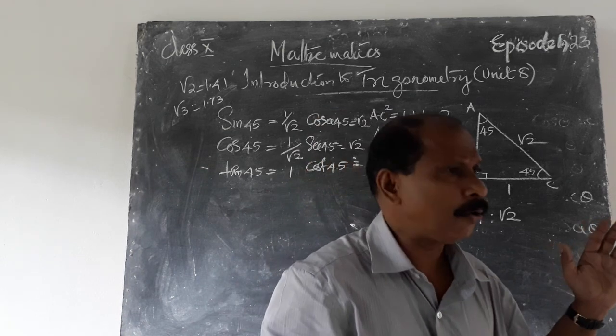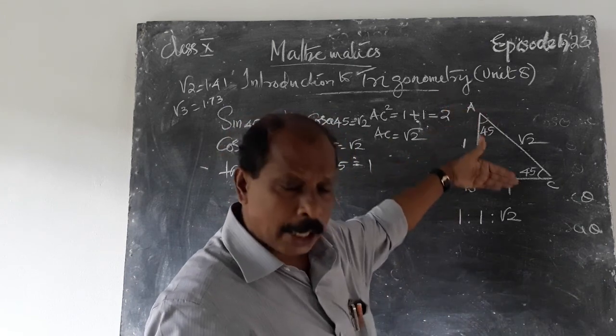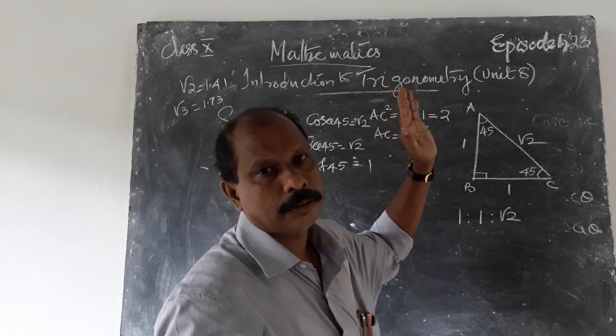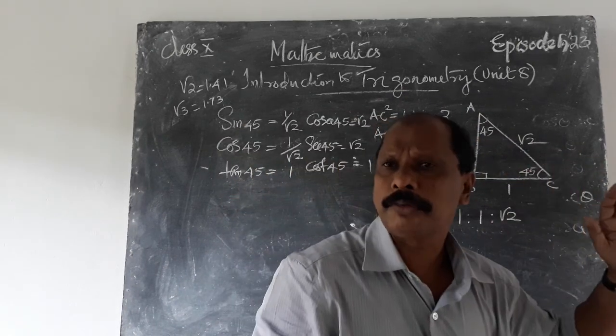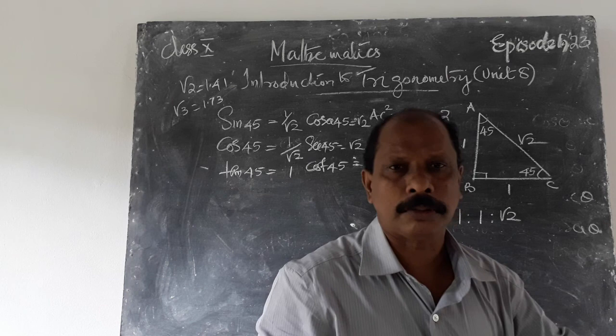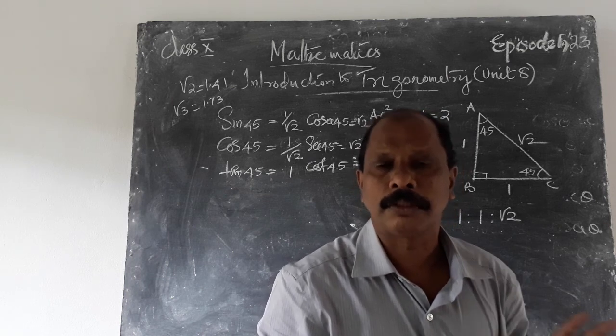Those are the results. We consider only the values, not the method to find the values. This is the explanation for the result. But what is sine 45? 1 by root 2. Cos 45? 1 by root 2. Tan 45? 1. Cosec 45, root 2. Sec 45, root 2. Cot 45, 1. That is the result.